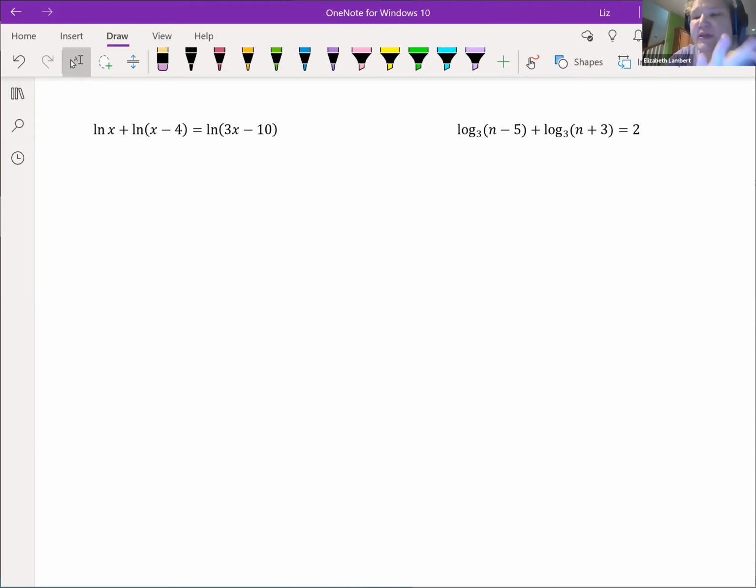All right, so I put these side by side on the worksheet deliberately. I want you to look at the left one versus the right one. There's a very subtle difference, and no, it's not that the logs have different bases. Yes, that is a difference, but that is not what I'm talking about.